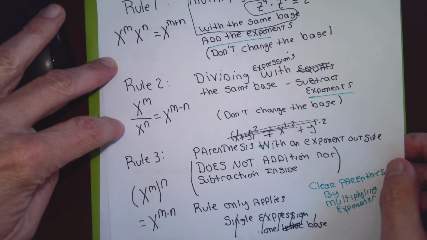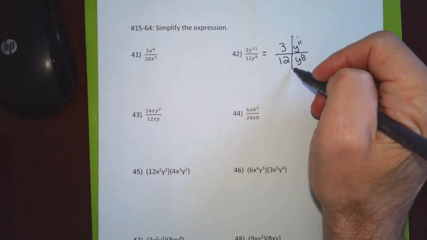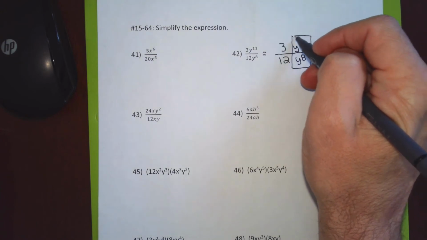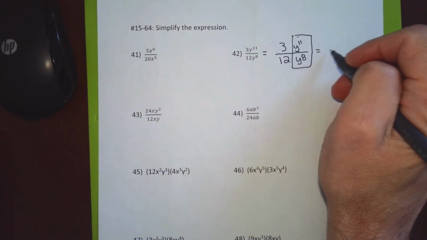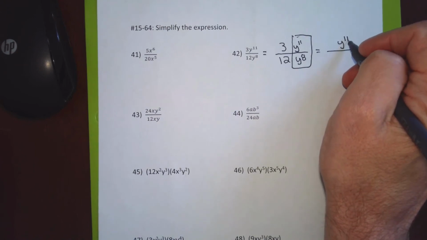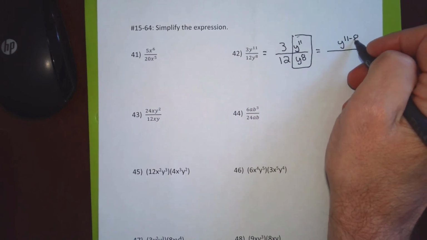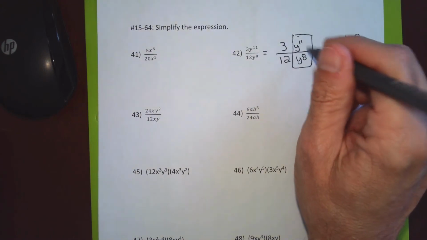I'm dividing when the bases are the same, because in this problem 42, I'm dividing y to the 11th and y to the 8th power. And when I divide those, I'm going to wind up subtracting the exponents. When I'm dealing with a fraction, when I do that subtracting, I usually leave that subtraction in the numerator of my fraction. So the part of problem 42 that uses the rule that we developed in this section, I'm dividing and the bases are the same.